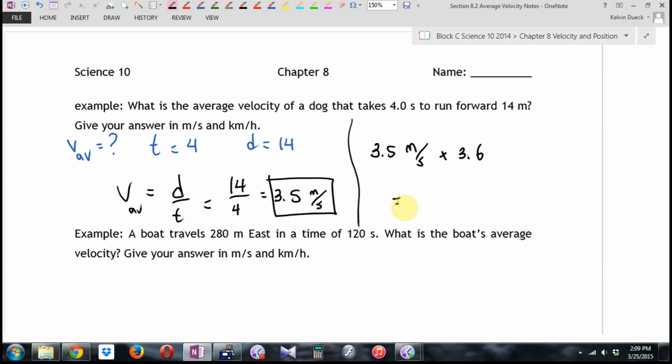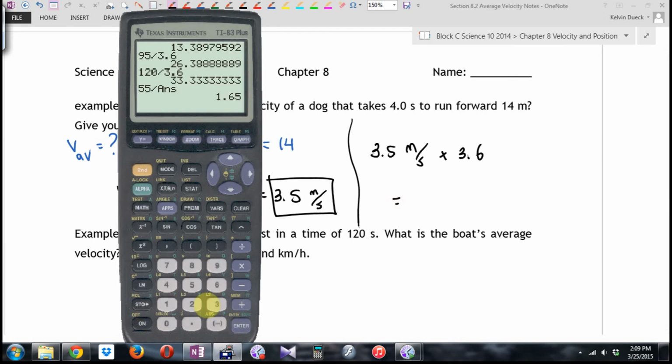I'll try and give you an idea of what really big and really small numbers are, just so you have a gut instinct. What is 3.5 times 3.6? 3.6 times 3.6, Mr. Dueck? 3.5 times 3.6, 12.6 kilometers per hour?